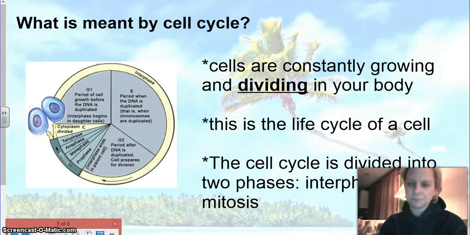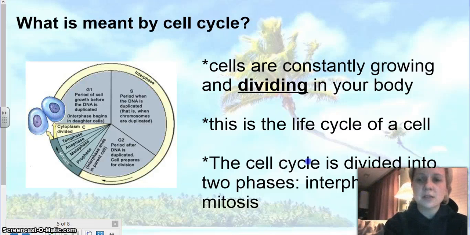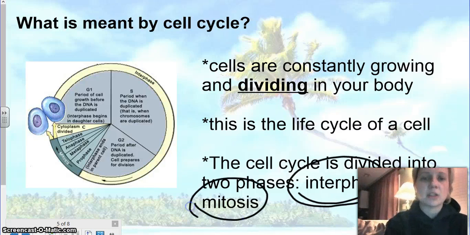All right, now, the cell cycle is just talking about the life cycle of a cell. Cells all go at different rates and in different amounts of time, and how long they go through each of these cycles varies. But each of the cells in your body is going to be constantly growing and dividing and repairing and all that kind of stuff. And that's therefore its cell cycle. The cycle is divided into two phases. We have interphase and we have mitosis.